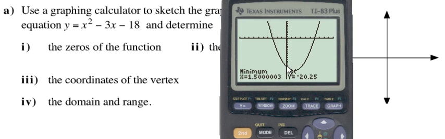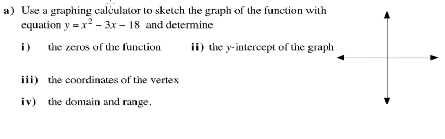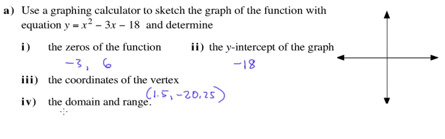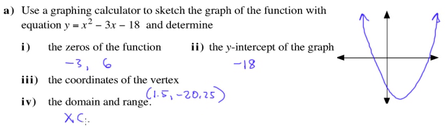And for the domain and range, let's get out of this for a minute. We found our zeros were -3 and 6. The y-intercept was -18. The vertex was at 1.5, -20.25. The domain of a quadratic function is any real number, because just like with the lines we've seen, it goes forever to the left and forever to the right. So x can be any element of the reals.